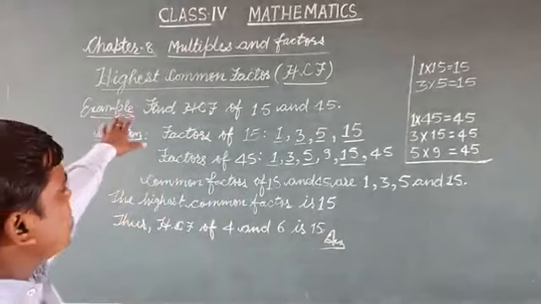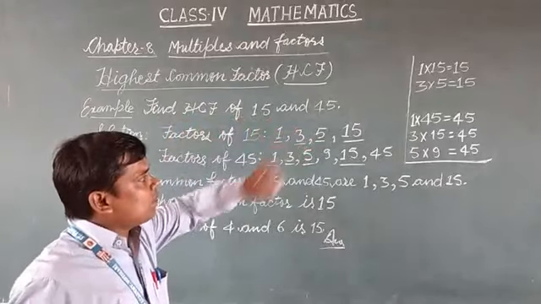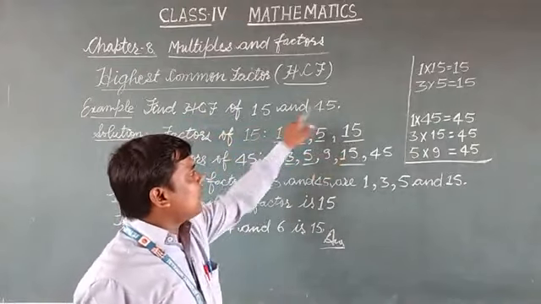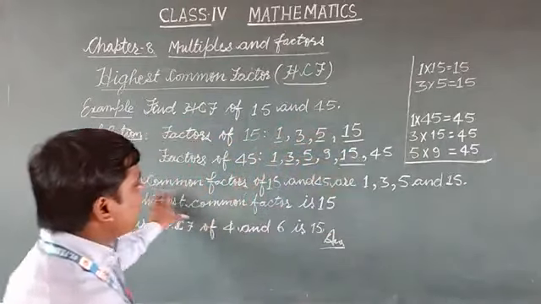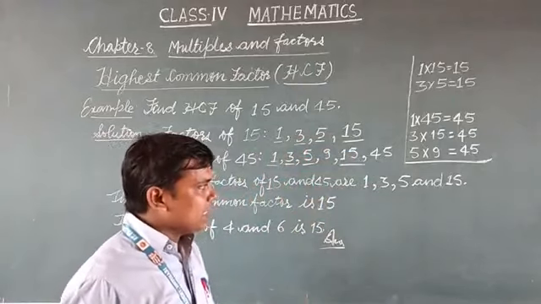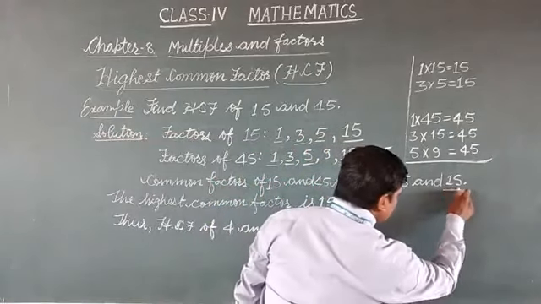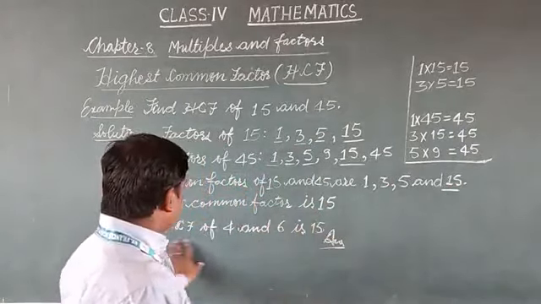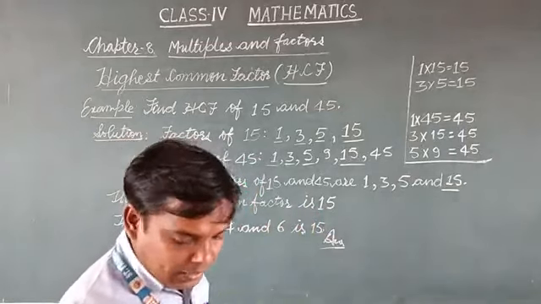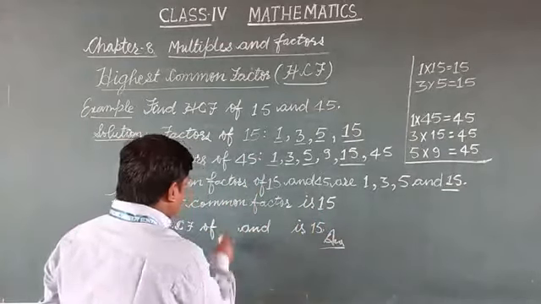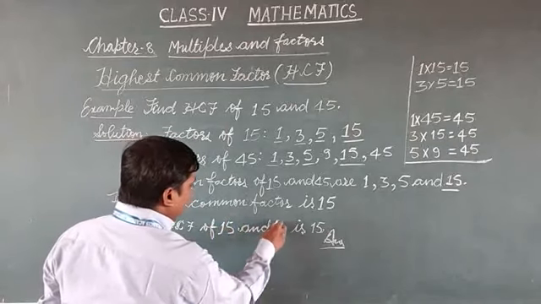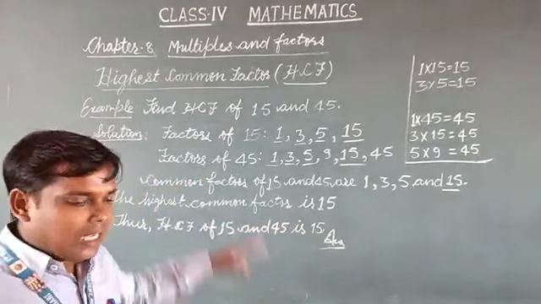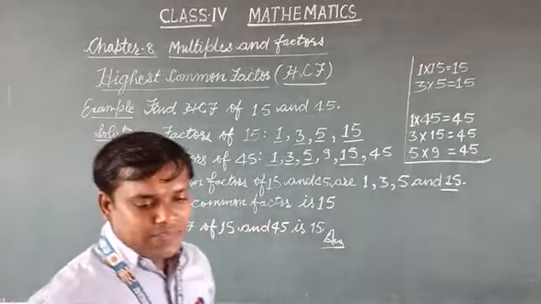Once more I am telling, when we have to find HCF of 15 and 45, we write factors of 15, we write factors of 45, we write the common factors of 15 and 45, and among these common factors we see 15 is the highest common factor. So the HCF of 15 and 45 is 15. Answer. Like this you can solve questions of exercise 8.9.